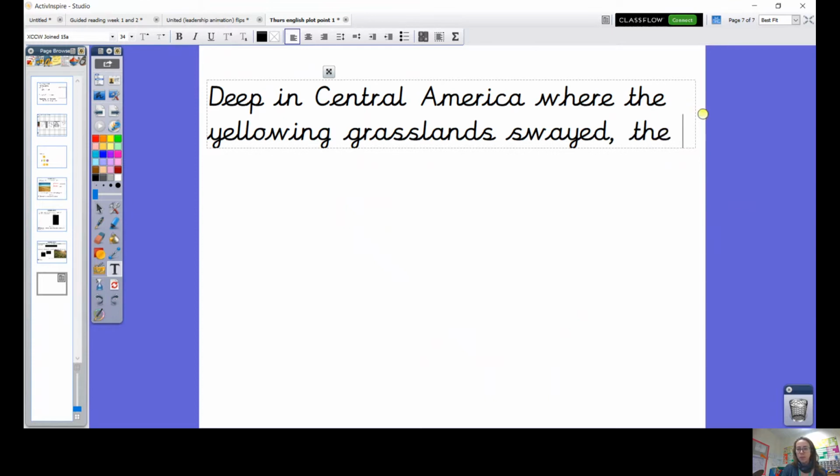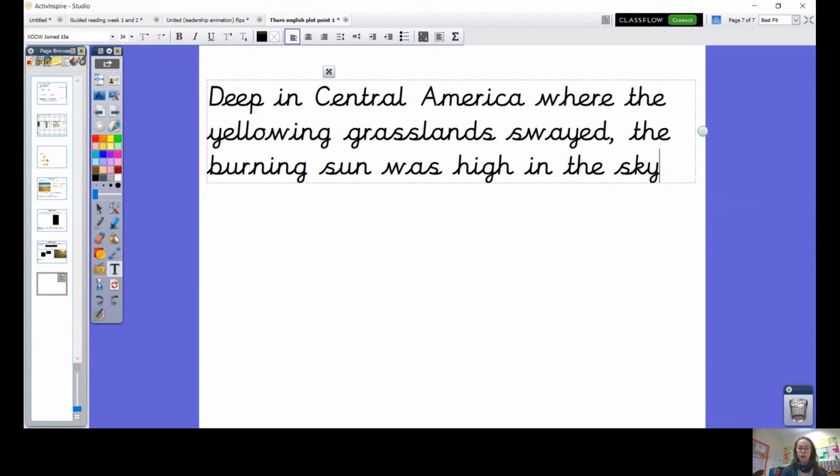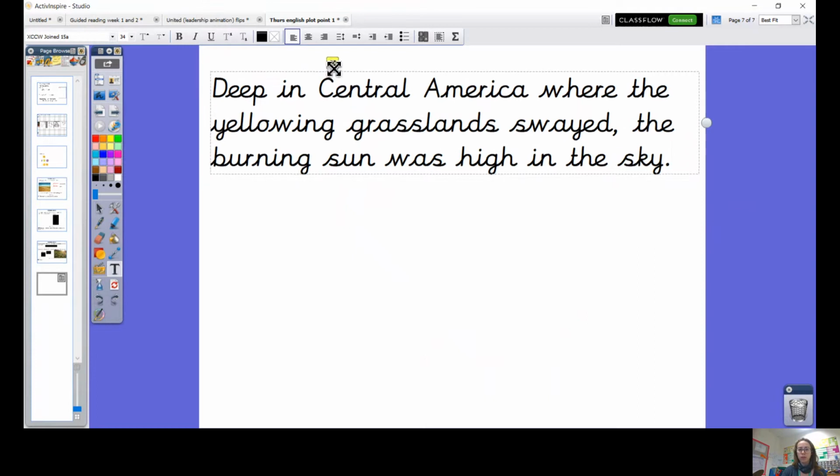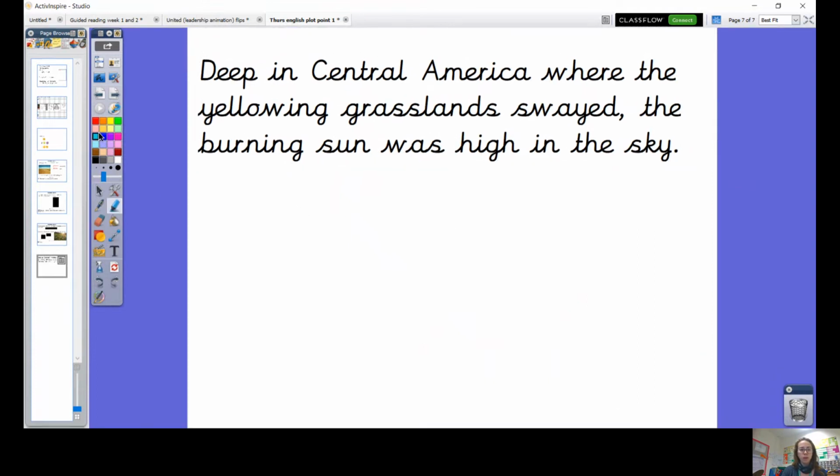Now I got that. I want to put that to describe the sun now. So I use that word burning. In Central America, it's very, very hot actually. So I'm going to use the burning sun. There's my noun phrase. The burning sun was, it's very bright in that picture. So I'm going to write was high in the sky. That's my first little chunk. And I've got my noun phrases here. The yellowing grasslands swayed and the burning sun was high in the sky.